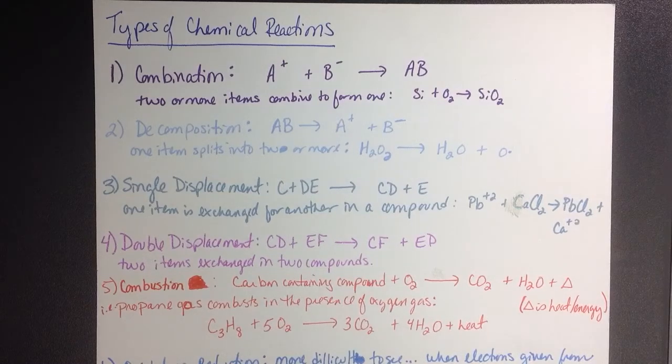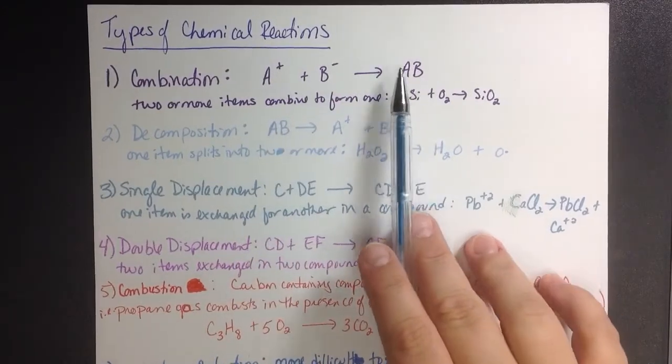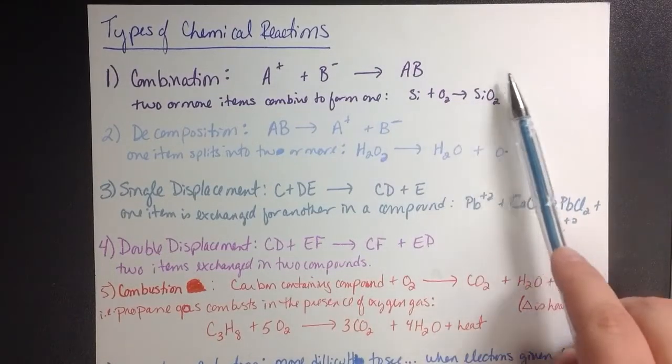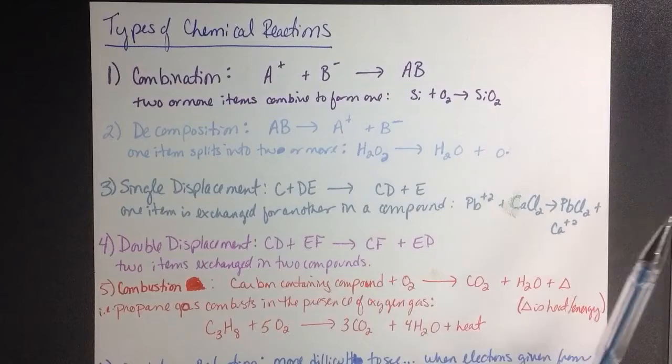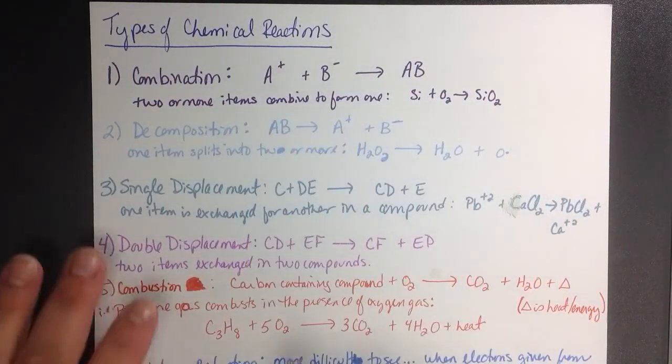Okay, there are 5 types of chemical reactions that I want to talk about today in this video. The first is a combination reaction where you have 2 separate things that combine into one thing. So, such as silicon and oxygen combining to make silicon dioxide. So this is 2 things coming together, just real simple.